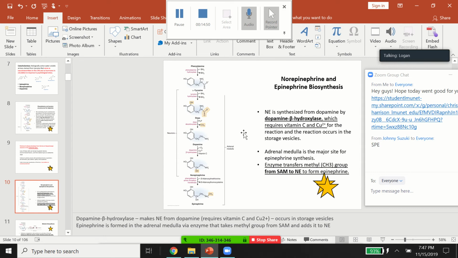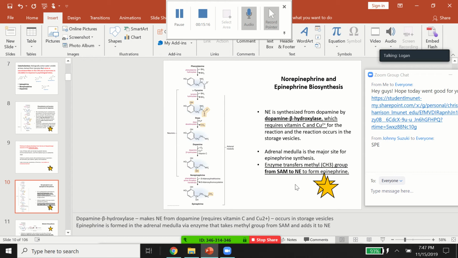So norepinephrine, and then norepinephrine can use this one down here that she doesn't even really mention. So there's another enzyme right here. But she does mention that you need to know, I would probably keep this in mind, that you use SAM, S-adenosylmethionine, in order to do that. I would keep in mind that you have to use SAM in order to form epinephrine.